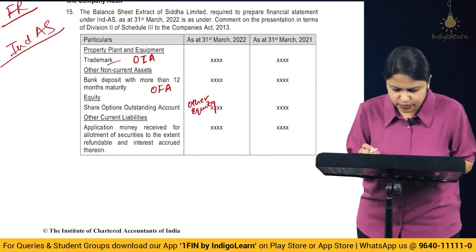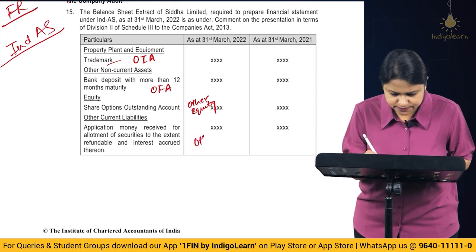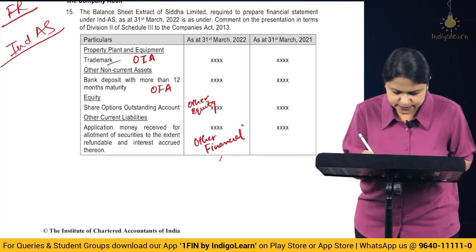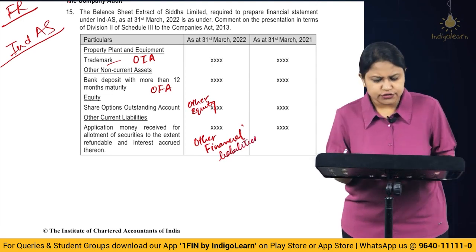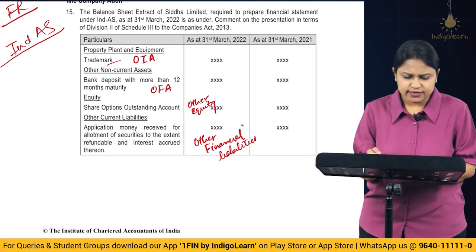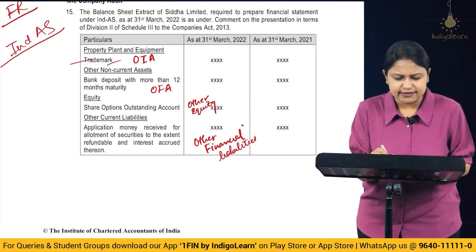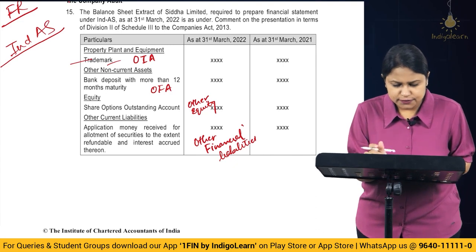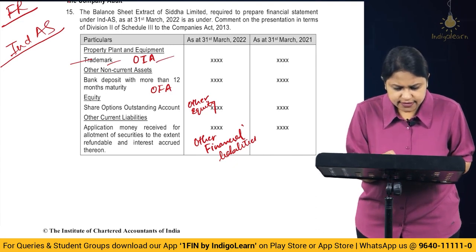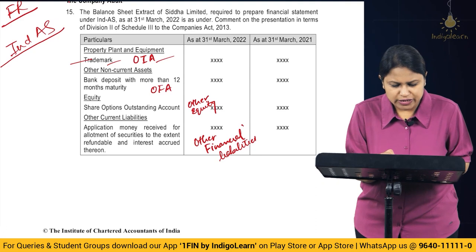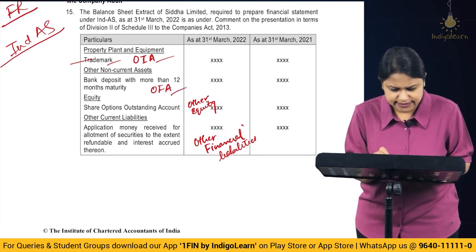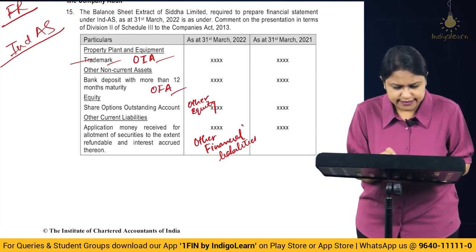Other current liability will be other financial liabilities, because it has been given very clearly in Division 2 of Schedule 3 under these headings. So trademark, wrongly given under property, plant and equipment, has to be categorized under other intangible assets. Then a bank deposit with more than 12 months maturity should come under other financial assets, not under other non-current assets.